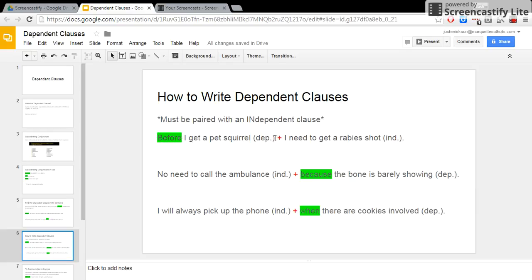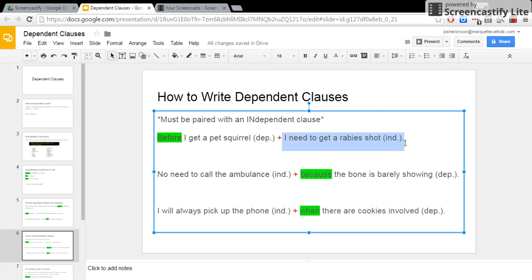So if we look here, before I get a pet squirrel, I need to get a rabies shot. I need to get a rabies shot can stand by itself. You could just say that by itself, I need to get a rabies shot. You could say that, which is why it's independent. It can stand on its own. However, this over here, before I get a pet squirrel, you need something else to connect with it. And so it's being connected with the independent clause.